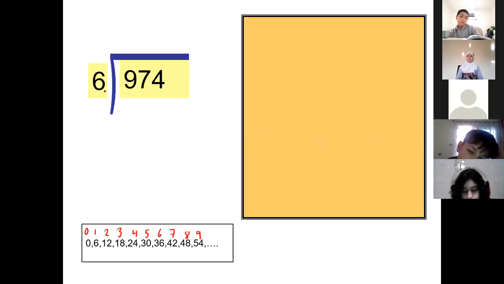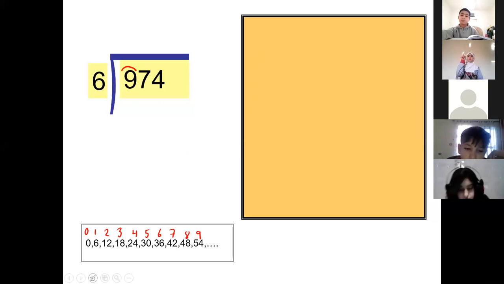How do we divide 974 by 6? What shall I do first? We start with which digit? 9. Which number is very close to 9 in table 6? 54. Jawad, which number is very close to 9? Less than 9 in table 6. 54 is bigger than 9. We have to choose a number very close to 9 and less than 9.